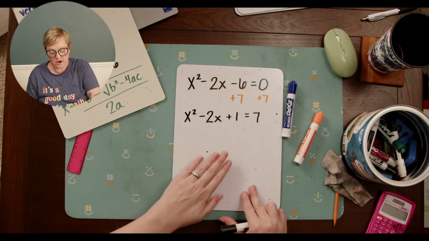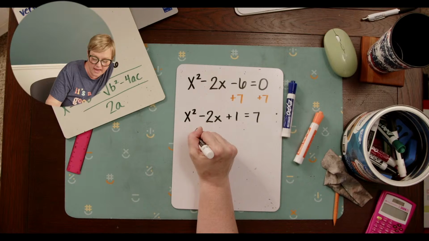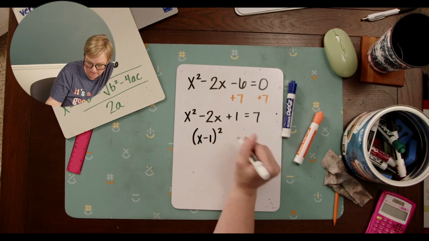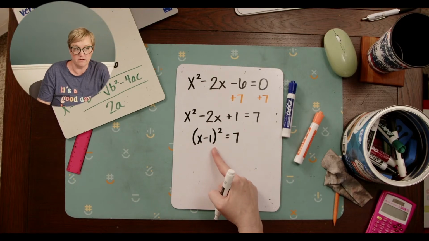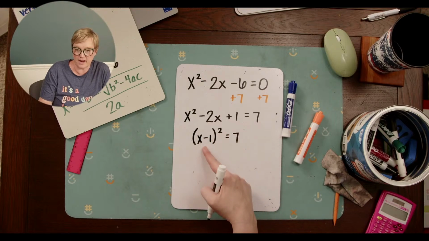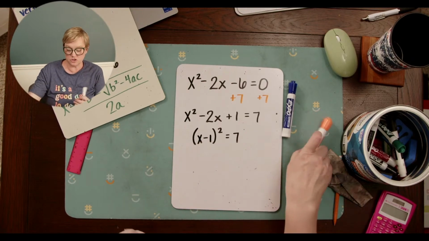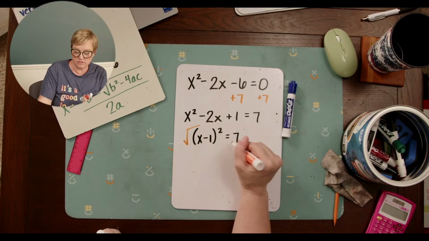Now, x squared minus 2x plus 1 is the same thing as (x minus 1) squared. Okay, I forced it to be a perfect square. I completed the square so that I could do this. And once I have it set up like this, now I can just do square root of both sides. So I'm going to do square root.